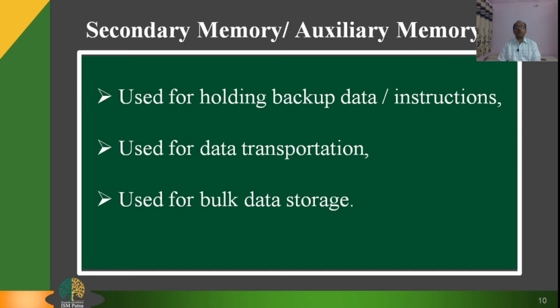Secondary memory, also known as auxiliary memory, sahayak memory, is used for holding backup data or instructions for permanency. Since the primary memory is volatile, whatever we have to preserve is transferred or stored in the secondary memory. It is used for data transportation and also for bulk data storage.